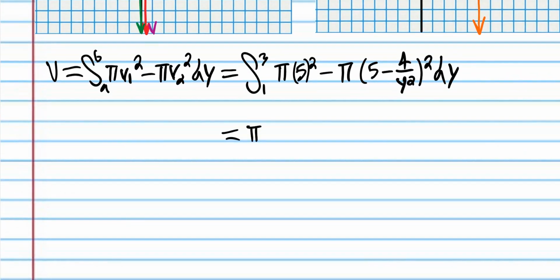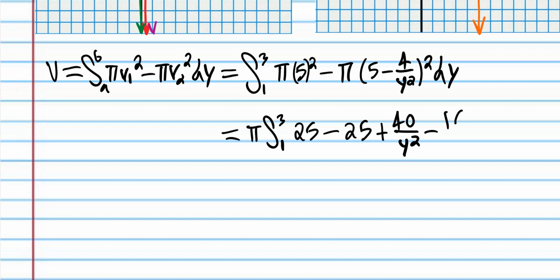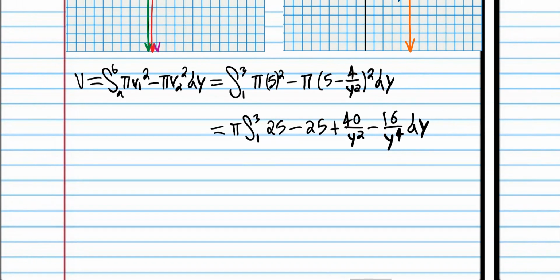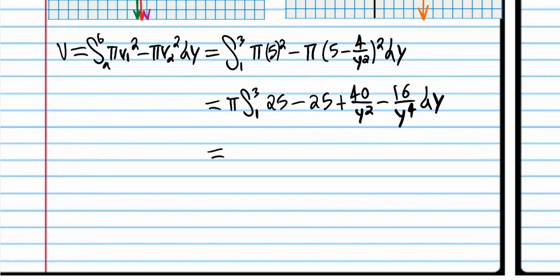We can pull pi out. You don't have to pull it out, but it's easier to write if you pull it out. Looks like we're going to get 25 plus 40 over y squared minus 16 over y to the 4th dy. So let's double check that. I think that's correct. So good thing those 25s cancel out. It makes it easier.